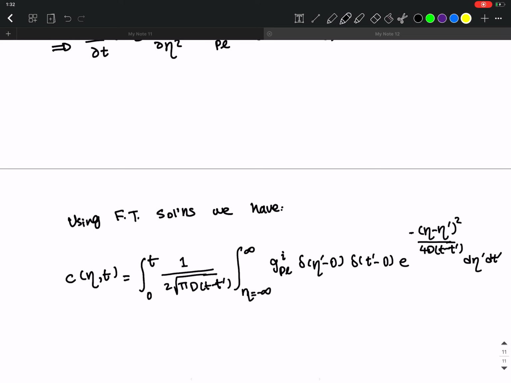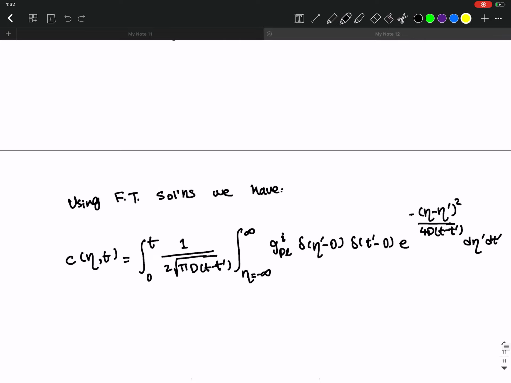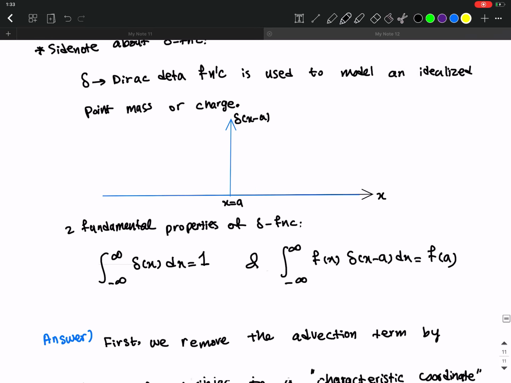In order to evaluate this integral, I'm going to use the property of the delta function here. If you have a function f multiplied by delta at x minus a, the answer of that is f at a. So I want to evaluate this integral. This is now my f of x, so this is my f of eta prime, similar to this one.